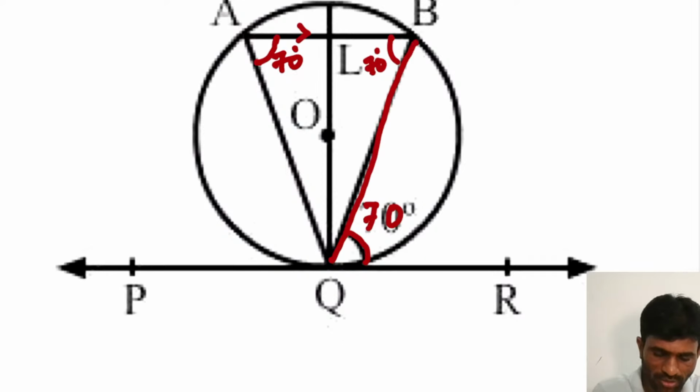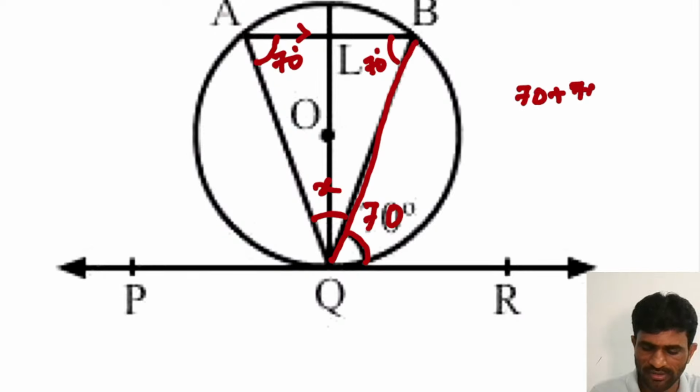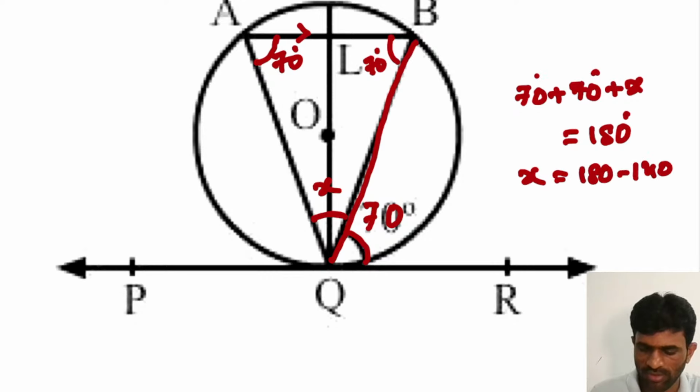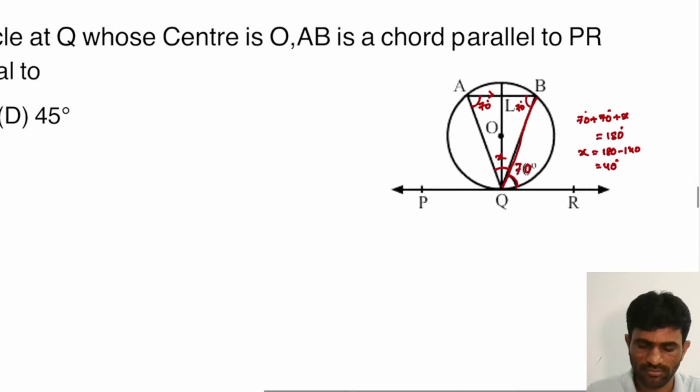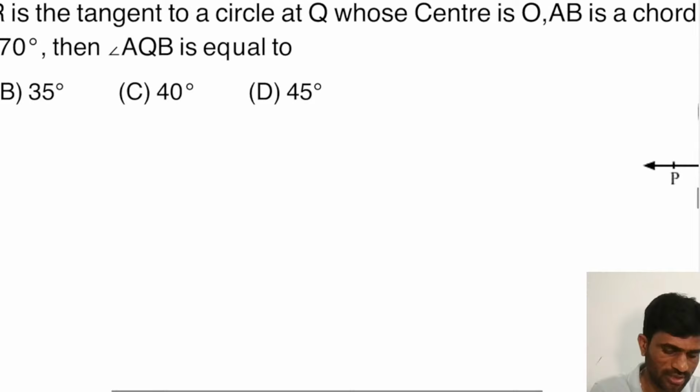So if you take this triangle now, 70, 70 and this one total you take x. The sum of three angles in a triangle is 180 degrees. So 70 plus 70 plus x is equal to 180. So x is equal to 180 minus 140, which is 40 degrees. Hope you understood this now. So option C is correct.